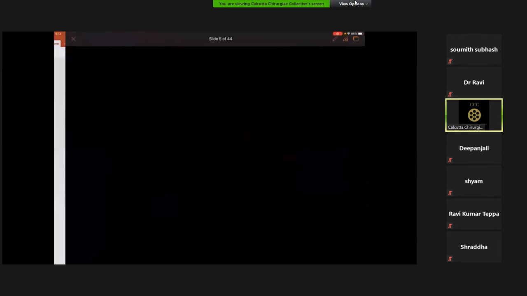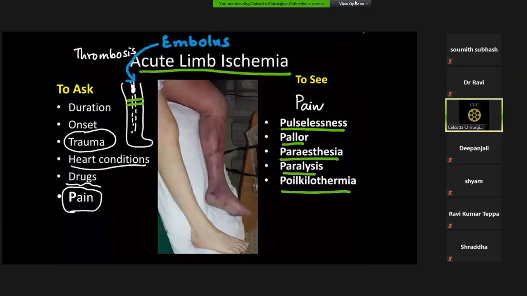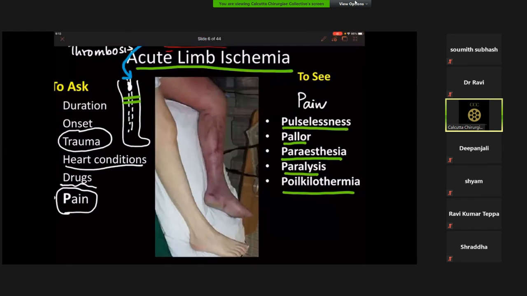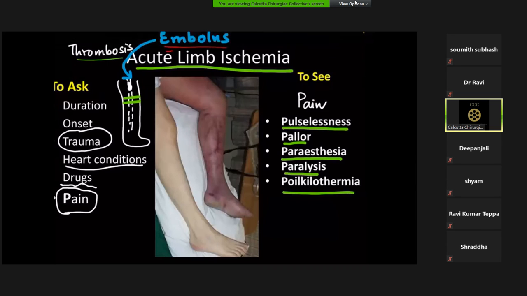So now, if you have understood up till this point, limb ischemias can be either in the form of an acute limb ischemia or in the form of a chronic limb ischemia. Before we jump on to chronic, let us talk about an acute limb ischemia. Now, an acute limb ischemia is caused by one of these three conditions: either there is an embolus, or there is a thrombosis, or there is a trauma. I call it TEP: thrombosis, embolism, and trauma.